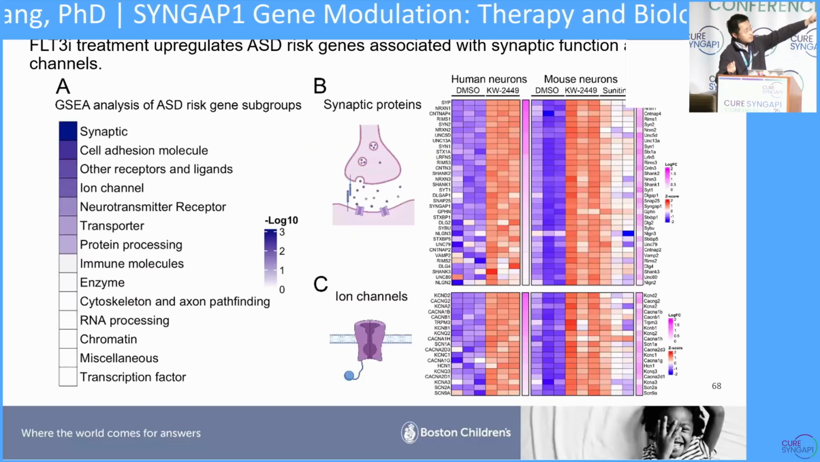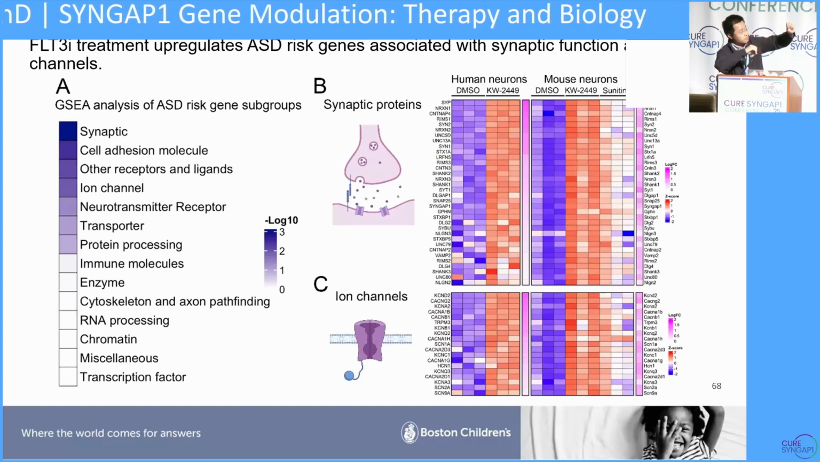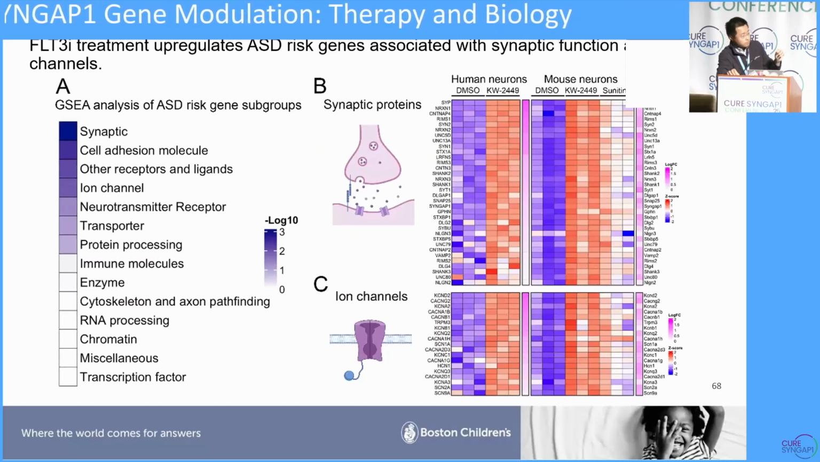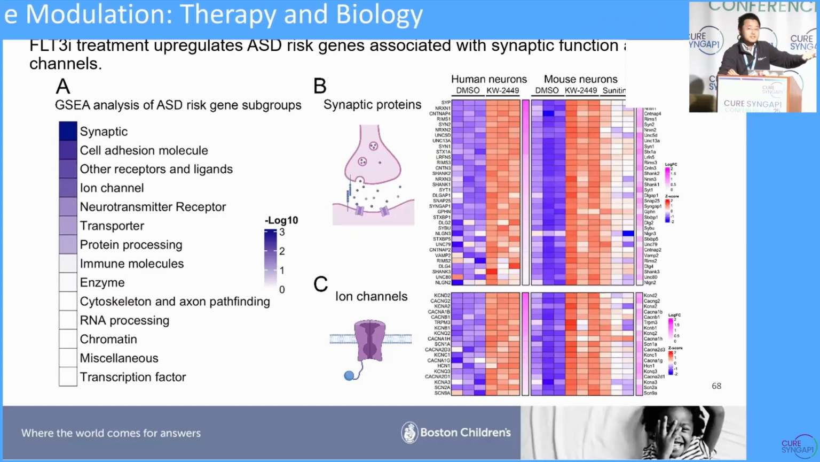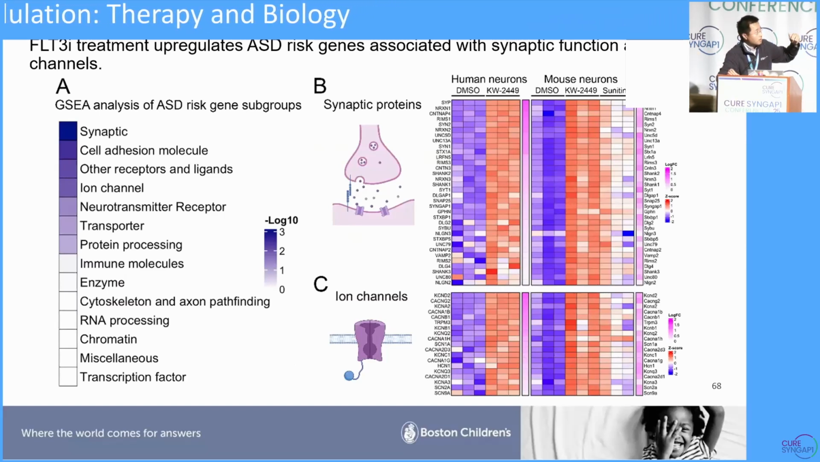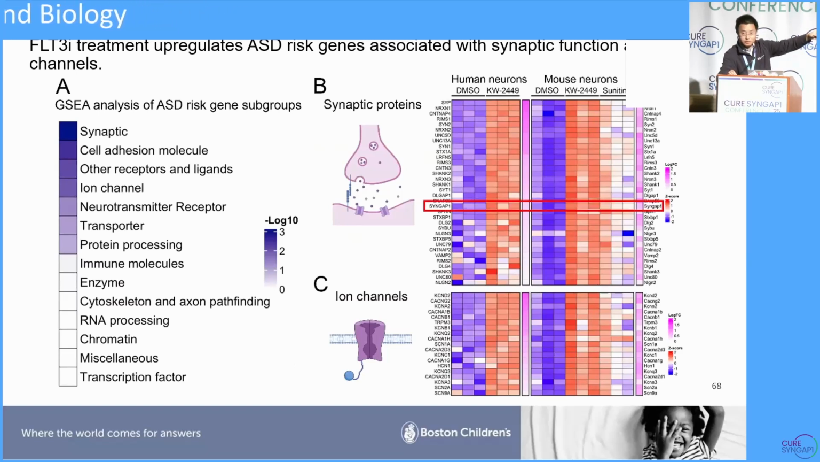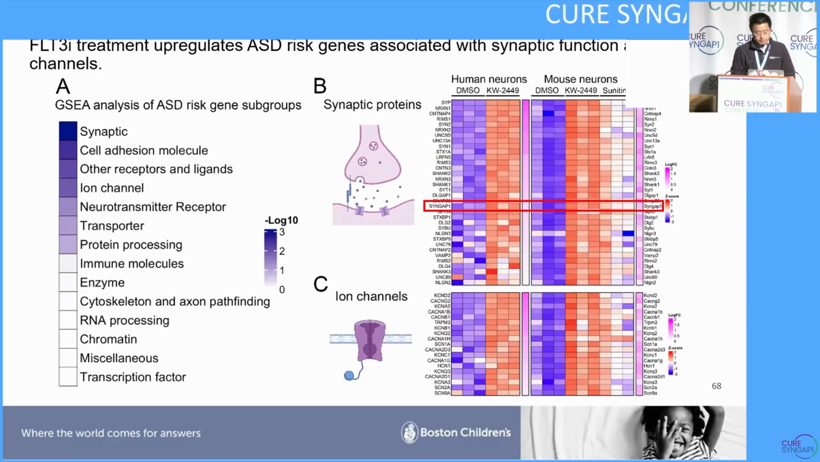Right. So in this case, we subgrouped autism risk genes into different functional categories, and we found, similar to the full gene analysis, the autism risk genes have to do with synapses, SYNGAP included, and also with ion channels. Those are ones stimulated by the FLT3 inhibition. And importantly, SYNGAP is one of those hits. Right, so it's really across different human and mouse cells and also across different treatment conditions. It's quite consistent.